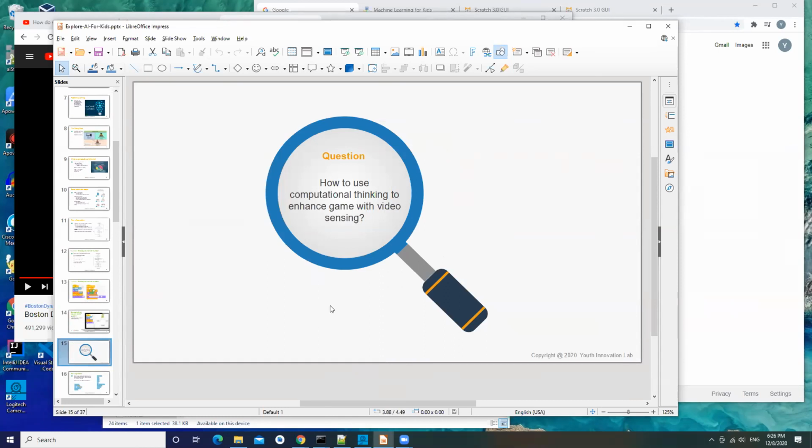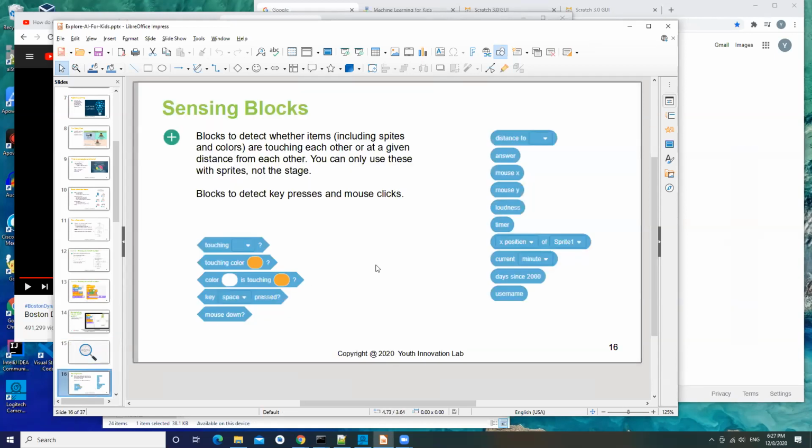So now we are thinking about how we can use computational thinking to enhance the game with video sensing. Of course, video sensing is a new feature of Scratch 3. Has anybody here never used Scratch before? You can watch how Tiger gives the demonstration of that. But again, you do not have to fully understand that if you have trouble with that part. This is really some sort of block about sensing. Sensing, just like us humans have different senses, right?